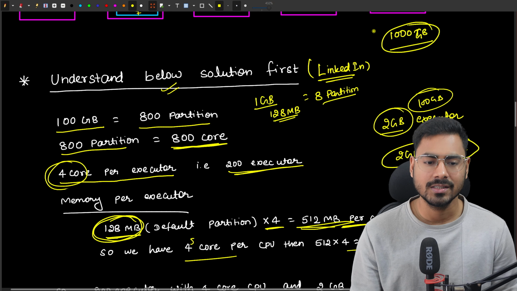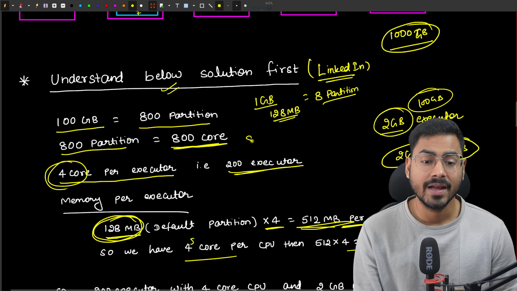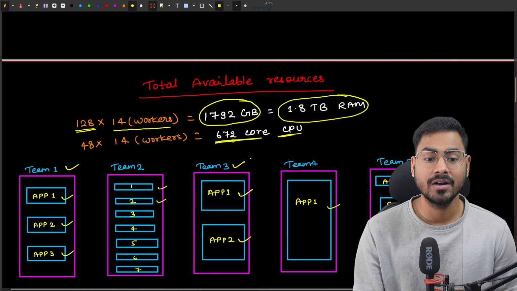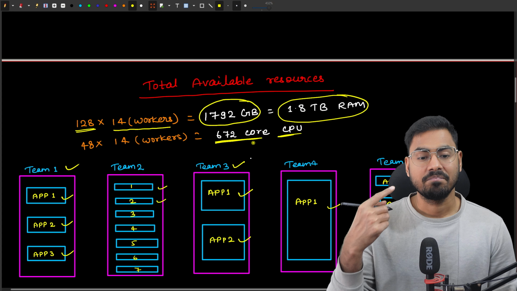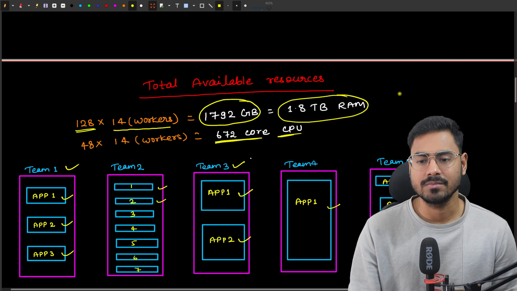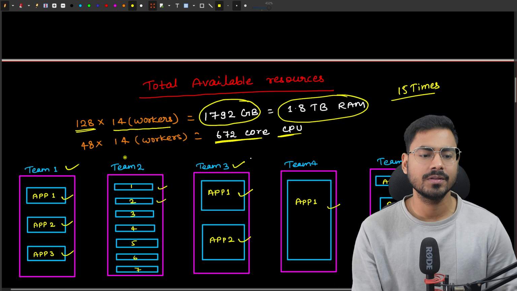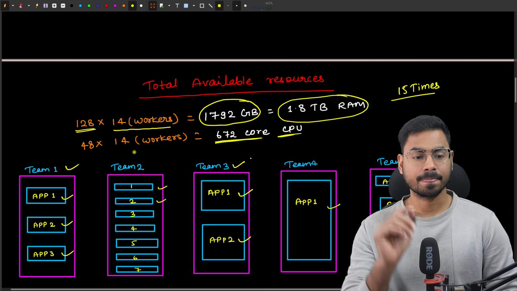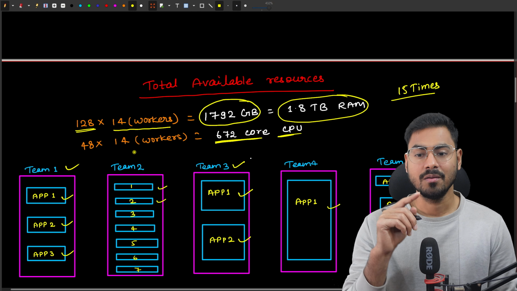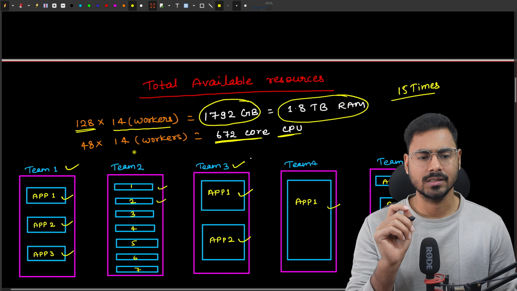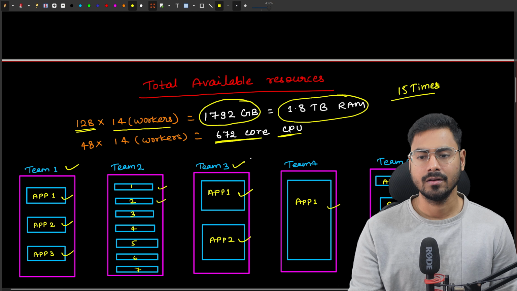If you have 1000 GB, according to them you need 8000 cores. 8000 cores means you need almost 15-16 times this machine. 15 times of this machine means 14 workers each. 14 into 15, it will be 150 plus 60, 210.